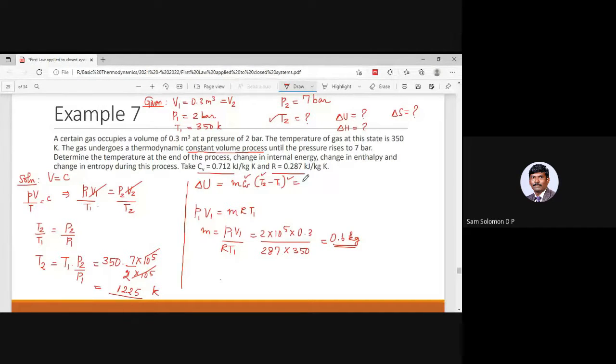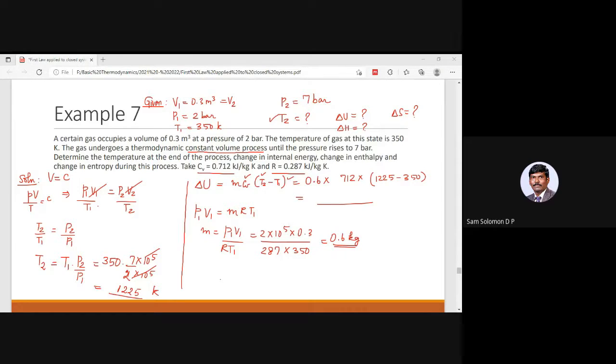And so if I substitute it over here, this is 0.6 multiplied by Cv, which is 712, times T2 minus T1, which is 1225 minus 350. This gives you the change in internal energy, and you can write it in kilojoules. So 0.6 times 712 times 875 gives 373.8 kilojoules. So that is your delta U.